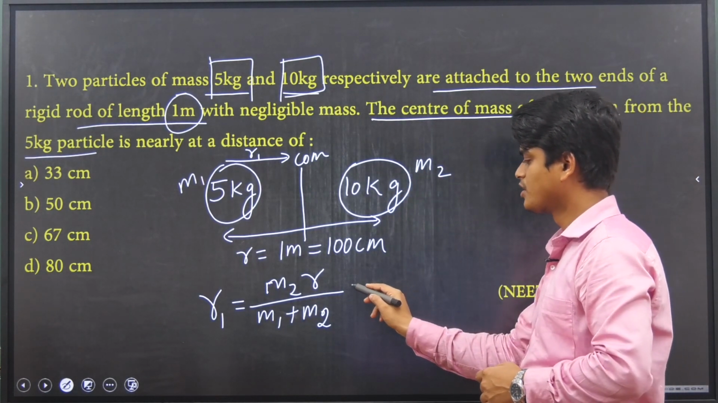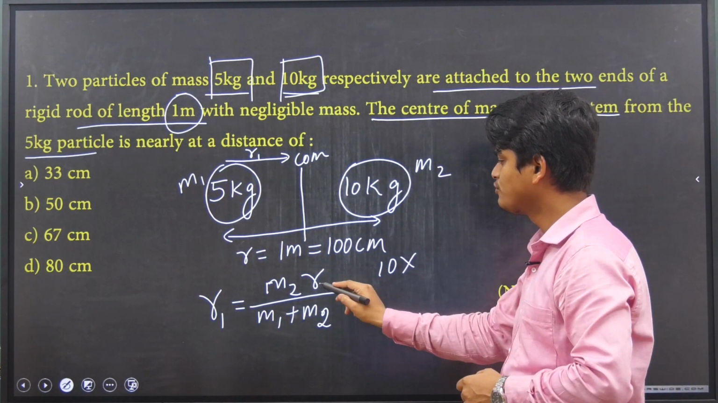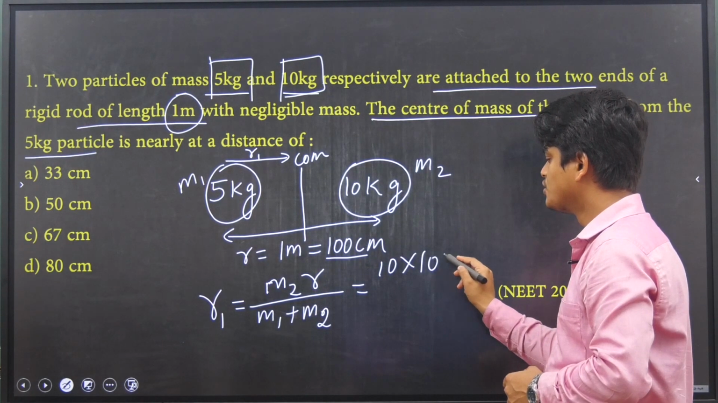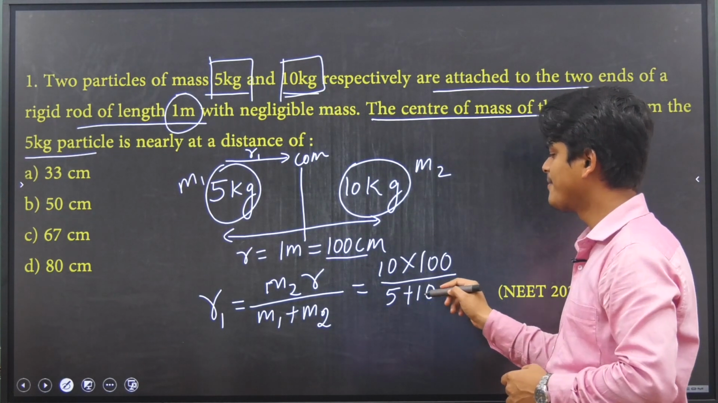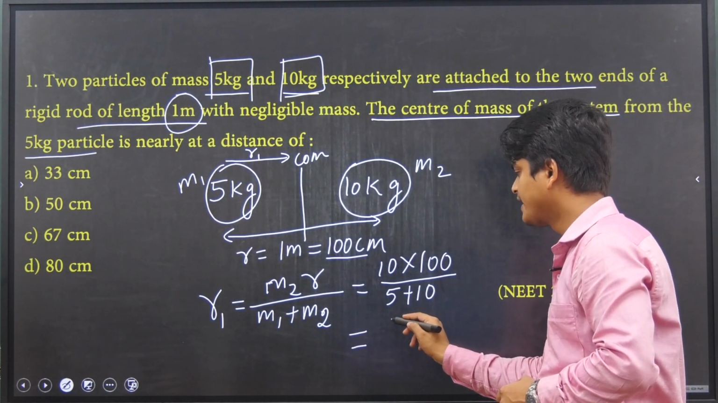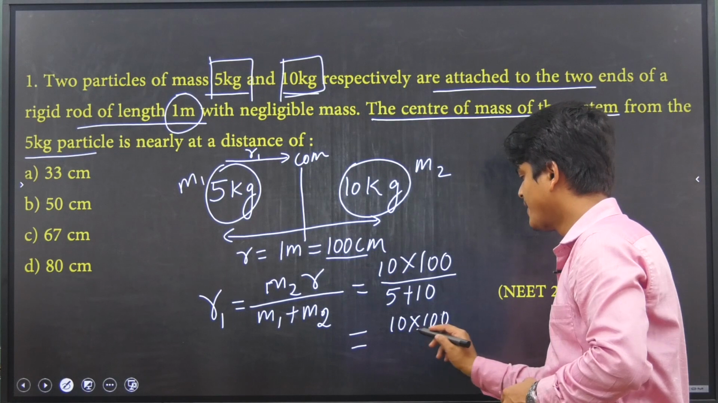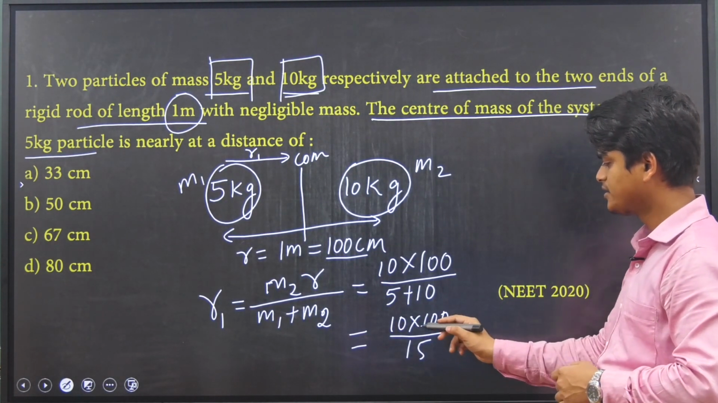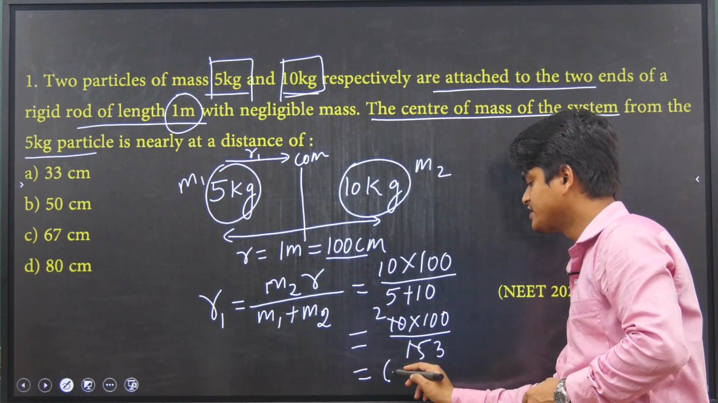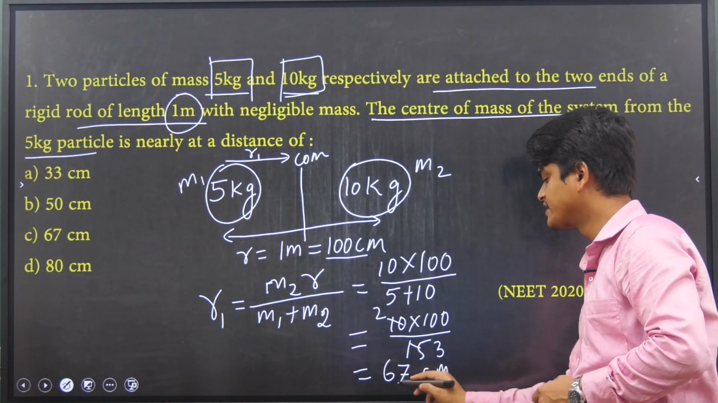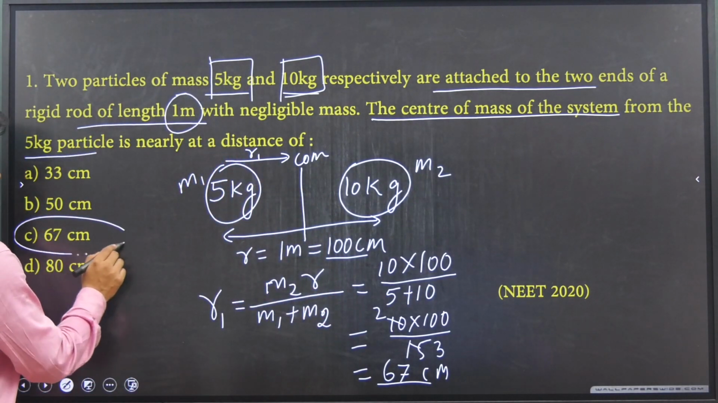Now substitute the values. M2 is 10 kg, so it is 10 multiplied by R, and R I have to put in centimeters, so 100 centimeters, divided by 5 plus 10, which is 15. So 10 into 100 divided by 15. Cancel 5 with 5, it will be 2 over 3. It comes to 200 by 3, which is around 66.66, or you can write around 67 centimeters. So your answer will be C here.